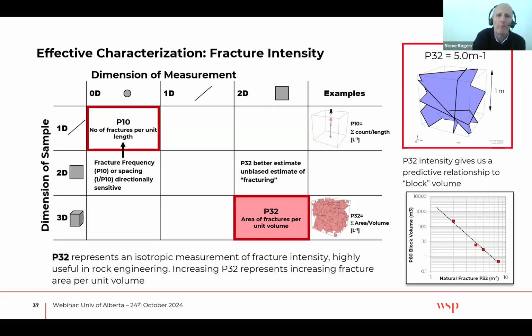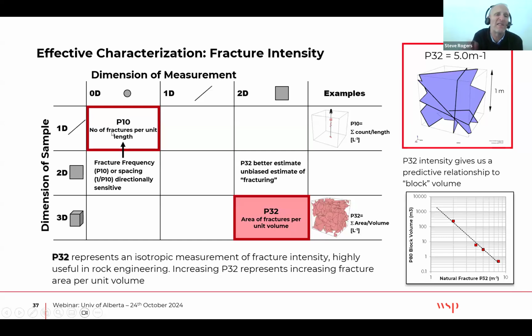So we use this term P32, which is the holy grail of intensity metrics, the fracture area per unit volume. So that's the measurement along the top and the dimensions of the sample. It's a 3-dimensional sample and a 2-dimensional measure. So it's the area per volume, P32.